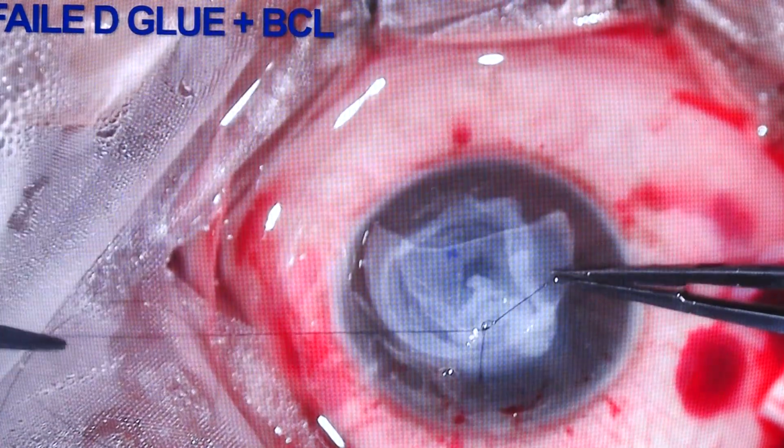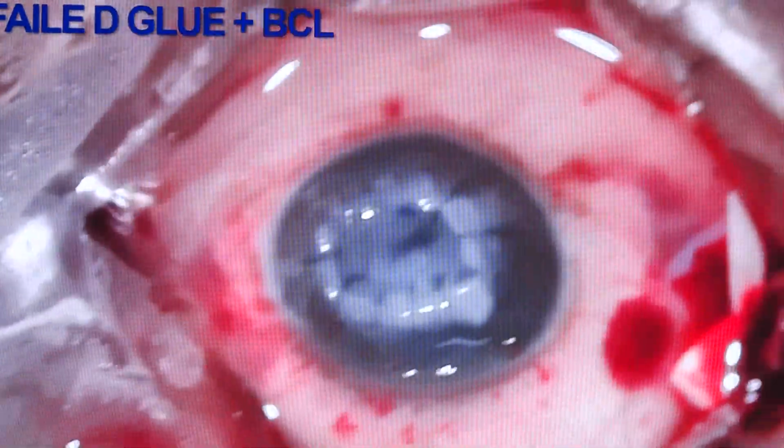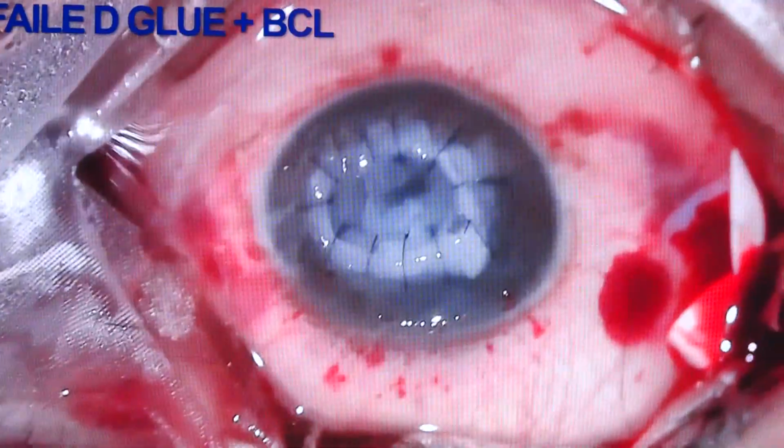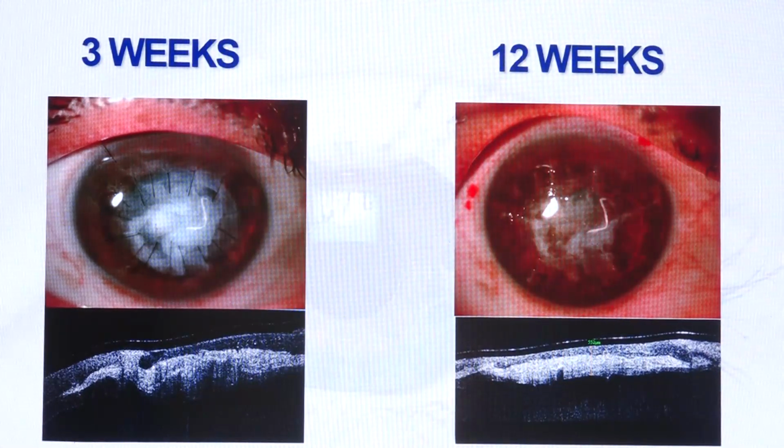So the first layer was inserted into the lamella, and the second layer of DSEK cap was sutured. This is how the patient looked at 3 weeks. We had a good thickness achieved in the center, and this is at 12 weeks. Now the patient is awaiting clearance for a keratoplasty.